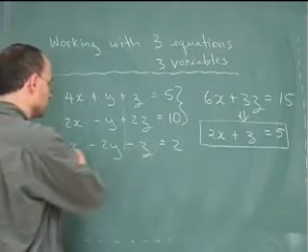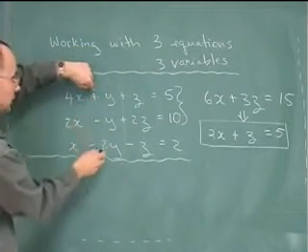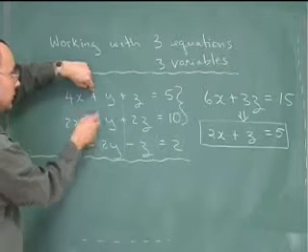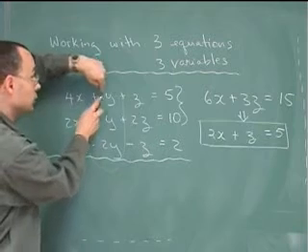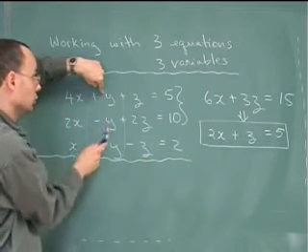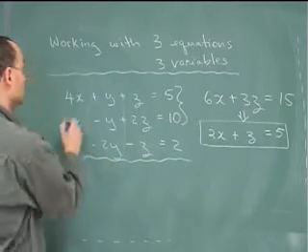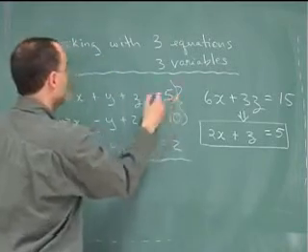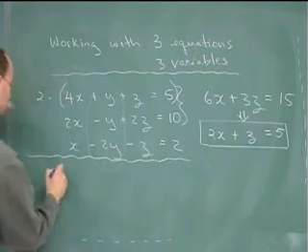So I'll give myself a little bit of room here. Looking at the top and the bottom, I'm going to multiply the top equation by positive 2, thereby creating positive 2y, which will eliminate with the negative 2y down here. So I'm going to take this top one here and multiply it by 2. So I'm going to have 8x.